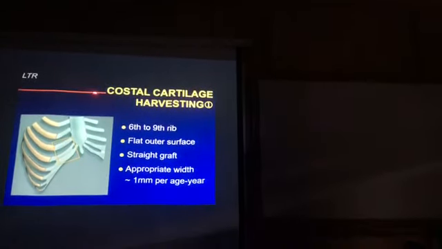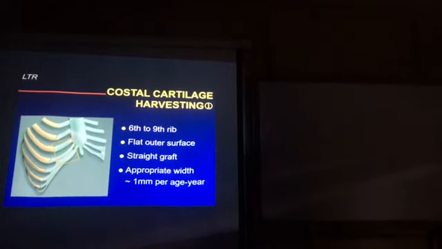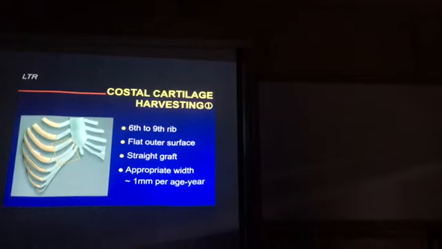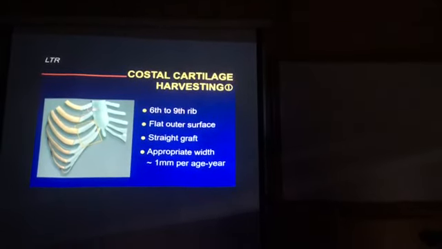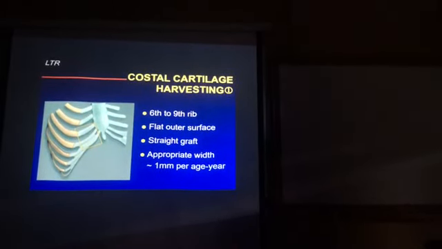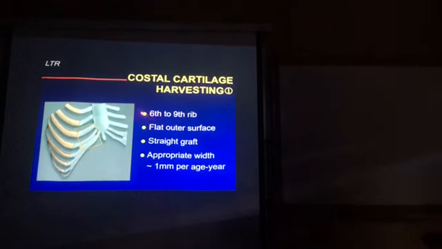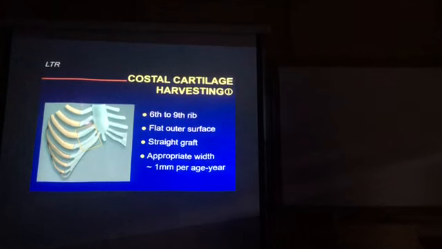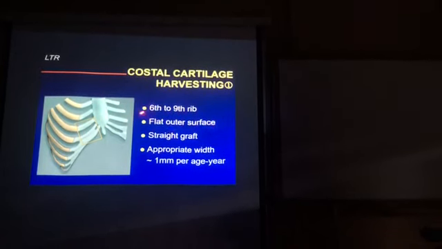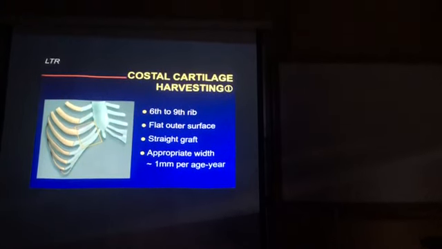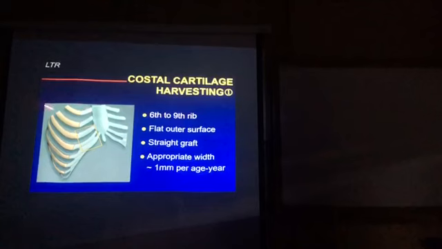So for the posterior graft, I always try to harvest one of these costal cartilages because the outer surface is flat. And this is what you need for a posterior graft. So it's between the 6th to the 9th ribs here, and because of the flat outer surface, as I just mentioned, and this part is pretty straight.